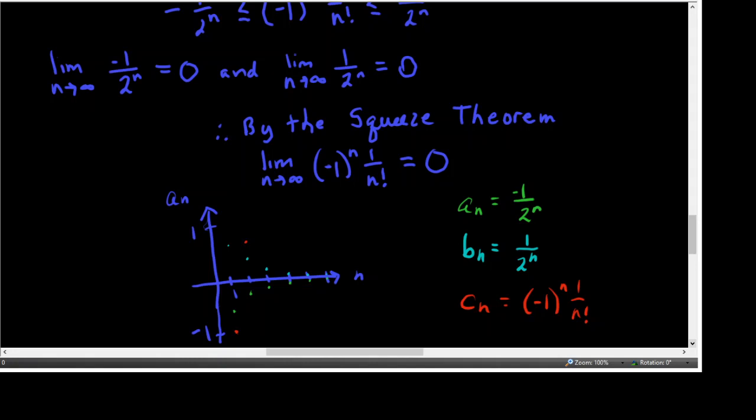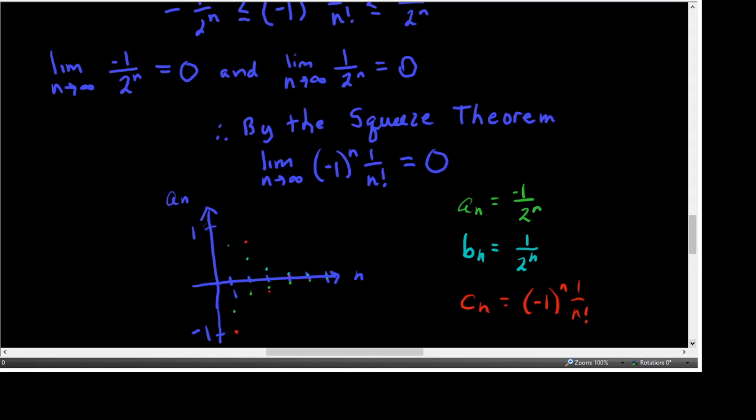For 3, -1 cubed is negative, so that'll be a negative answer. 1 over 3 factorial is 1/6, so -1/6, which is just a little bit outside. And when we get to 4, -1 to the fourth is 1. 1 over 4 factorial is 1/24. This was 1/2, 1/4, 1/8, 1/16. So we're now inside. And for the rest of those answers, if we actually calculated them, all red answers are now between the green and the blue.